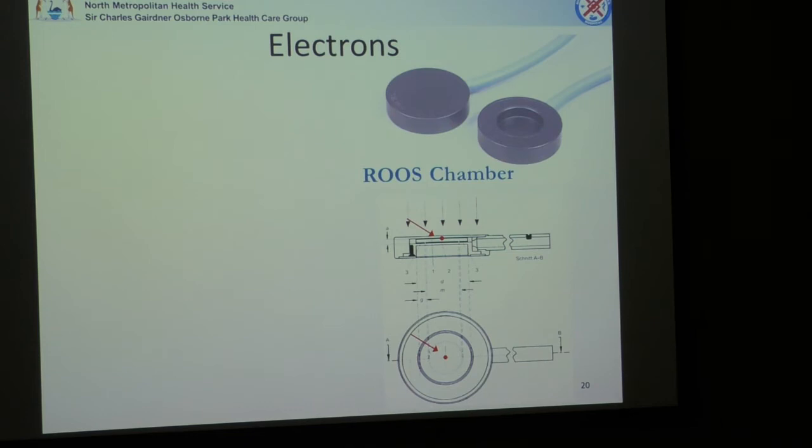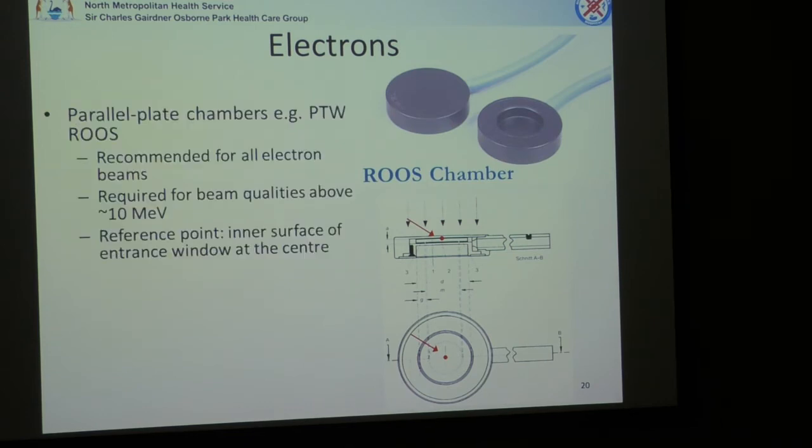Electrons, again, I wish I could go into more detail here, but the idea is that this chamber is much better for dosimetry in electron beams. We can use our ion chamber, but TRS 398 recommends using the parallel plate chamber for electron beams. And especially at beam qualities above around 10 MeV, it's required. The point that you're measuring at is here, the inner surface of the entrance window at the center.